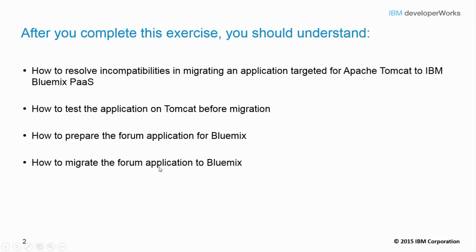So far we talked about how to resolve incompatibilities in migrating an application targeted for Apache Tomcat to the IBM Bluemix PaaS, and we discussed how to set up the demo and then test the application on Tomcat before migration, and we talked about how to prepare the forum application for Bluemix, and lastly we ended the demo by demonstrating migrating the forum application to Bluemix and testing the application which is deployed to Bluemix.